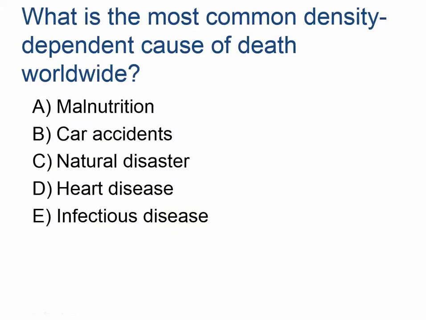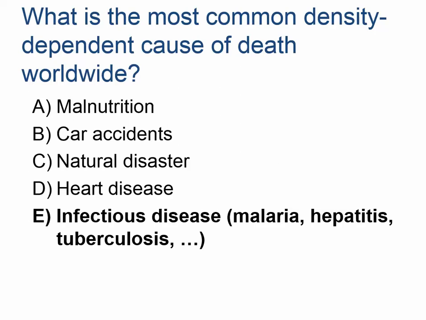And what is the most common density-dependent cause of death worldwide? So go ahead and pause it. So if you said E, that is the correct answer. And some infectious diseases are malaria, carried by mosquitoes, hepatitis, which is a virus that affects the liver, and tuberculosis, which is a bacteria that affects the lungs. And all three of those can become more prevalent when people are living closer together.